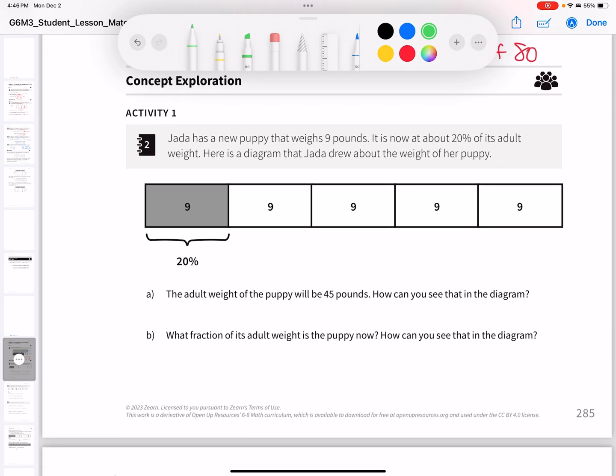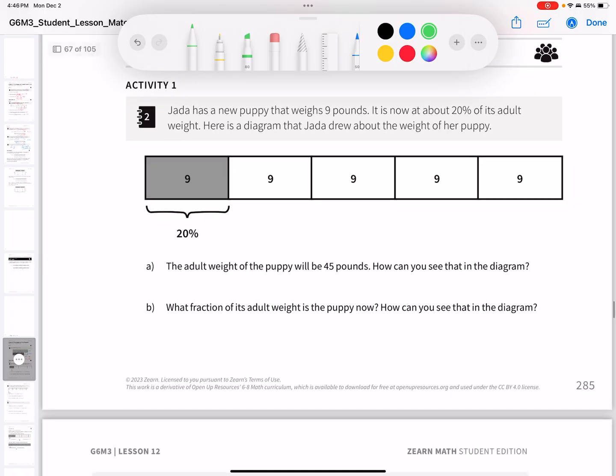Activity 1. Jada has a new puppy that weighs 9 pounds. It is now at about 20% of its adult weight. Here is a diagram that Jada drew about the weight of her puppy. Okay, the adult weight of the puppy will be 45 pounds. How can you see that in the diagram?